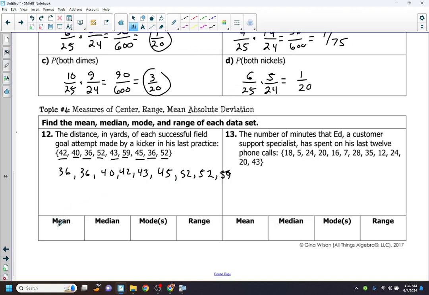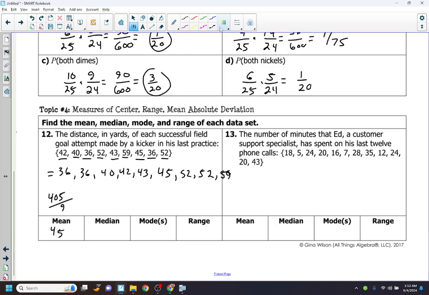So first off, I want the mean. To find the mean, I'm going to add these up all together. So I add 36 plus 36 plus 40 plus 42 plus 45, and so on. That's 405. And I'm going to divide it by how many numbers I have. 1, 2, 3, 4, 5, 6, 7, 8, 9, so I divide it by 9. 405 divided by 9 is 45. So the mean is 45.